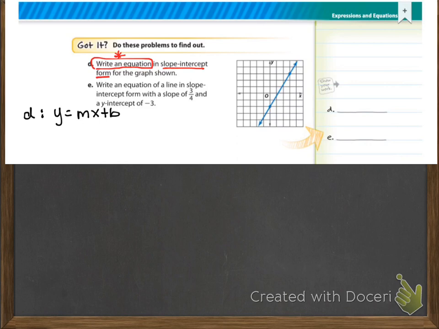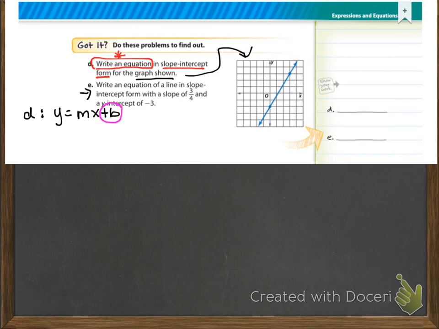And what I want you to understand is that problem D is going with the graph. See how it says graph shown? That means problem D goes here. And problem E is from the words, just like we looked at in the previous examples. So now for problem D, it's asking you to write an equation in slope-intercept form using the graph. So again, the very first thing we always want to find is that y-intercept.